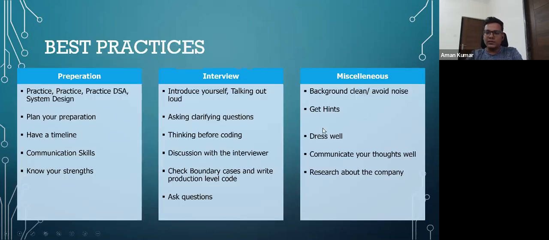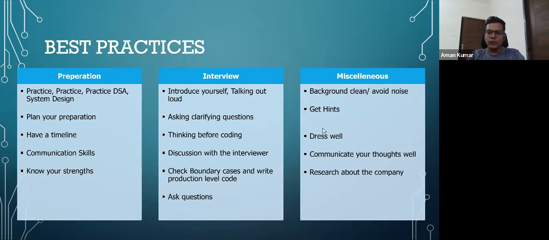Now there are some miscellaneous things, like background should be clean, and get hints. As I said, they will be asking questions like why you are doing this, why you're not doing that, or why you are using an array and not a linked list. You should get that they are trying to give you a hint that you should think about something. They will not specifically say, I'm going to give you a hint and this is the hint. You should be able to grasp that. These are a few things that you should be doing.